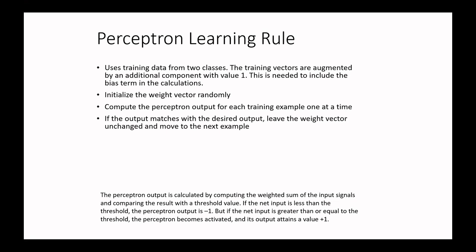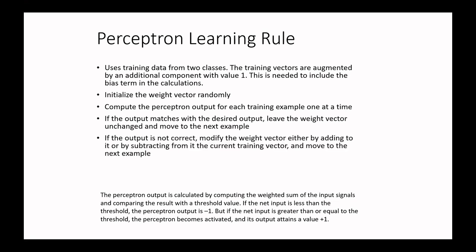If the output matches, nothing is done. You leave the weight vector as it is and move to the next example. If the output is not correct, then we modify the weight vector. And the modification is done either by adding to it or by subtracting from it the current training example that is being misclassified.